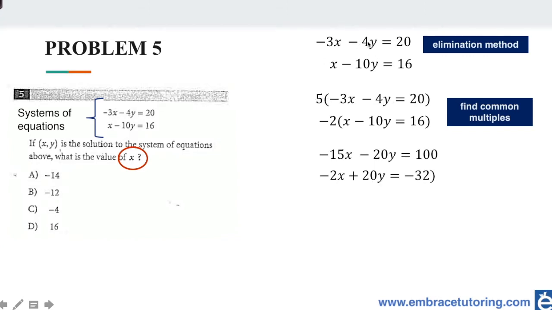I first take my top equation. I do 5 times negative 3x, 5 times negative 4y, and 5 times 20. This will end up giving me negative 15x minus 20y equals 100. And then my bottom equation, I do negative 2 times x, negative 2 times negative 10y, and negative 2 times 16. This will end up giving me negative 2x plus 20y equals negative 32.